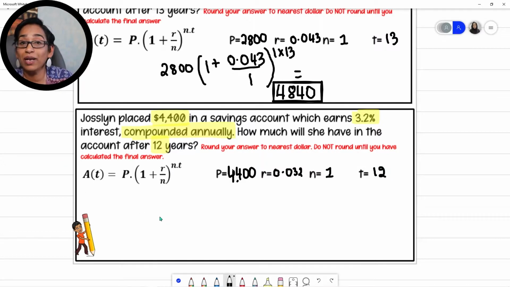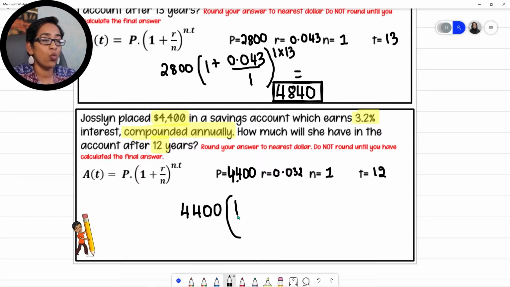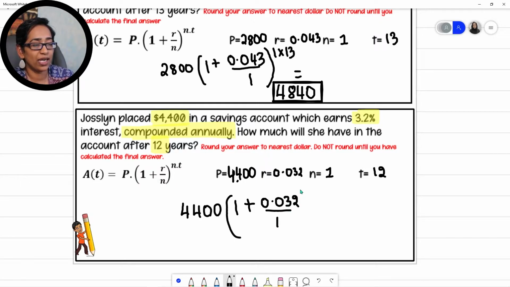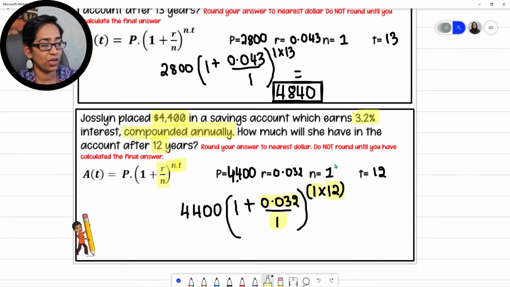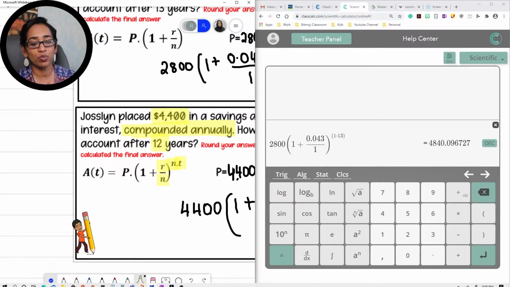All right, simply go ahead and plug it into the formula. My formula is P, which is 4400, parentheses 1 plus my R, which is 0.032, divided by N, to the power N times T, 1 times 12. So R is my rate, N is 1, time is 12 years. Again, it's the same concept. I'm simply going to plug that into my class calc.